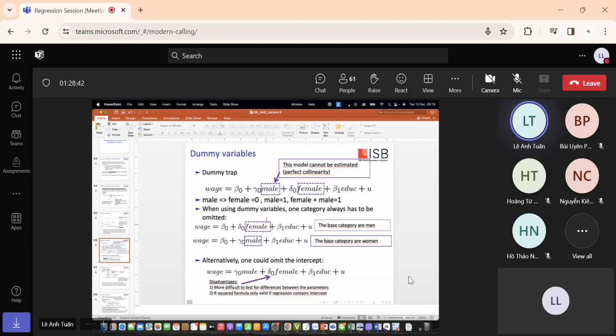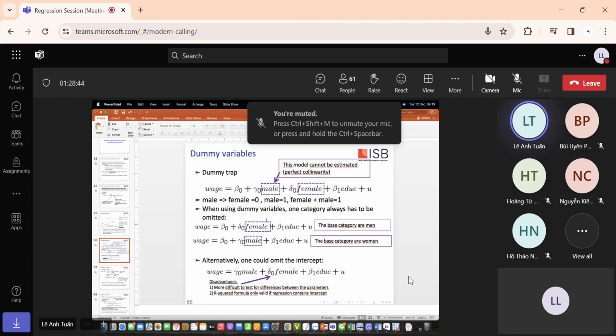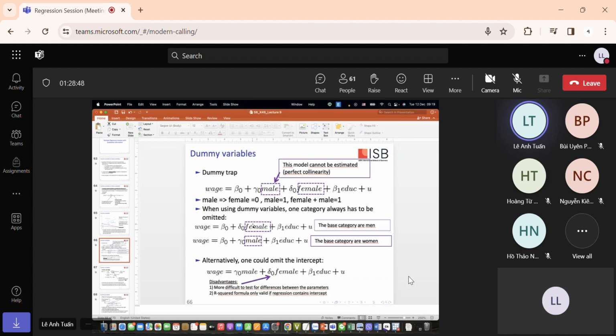Here you can choose one of two models. If you choose female as the base group, then you include male. If you choose male as the base group, then you include female. You cannot include male and female at the same time. You fall into the dummy trap, and you cannot estimate.